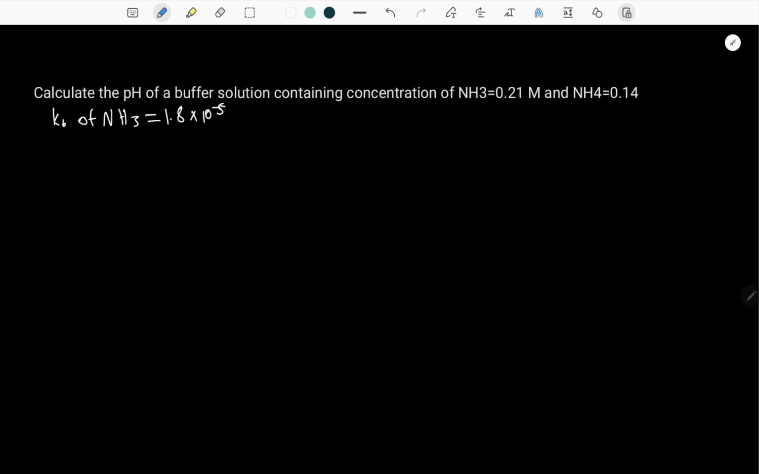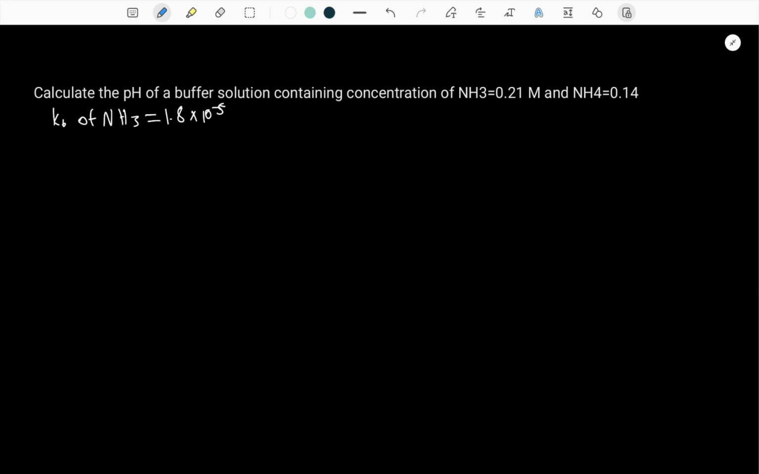In this question we are to calculate the pH, so this is very important, pH not pOH, of a buffer solution containing concentrations of NH3 equal to 0.21 M and NH4 equal to 0.14 M, and they have given you the Kb value of NH3, which is 1.8 times 10 to the power of negative 5. Now you can pause the video and try doing this question yourself.